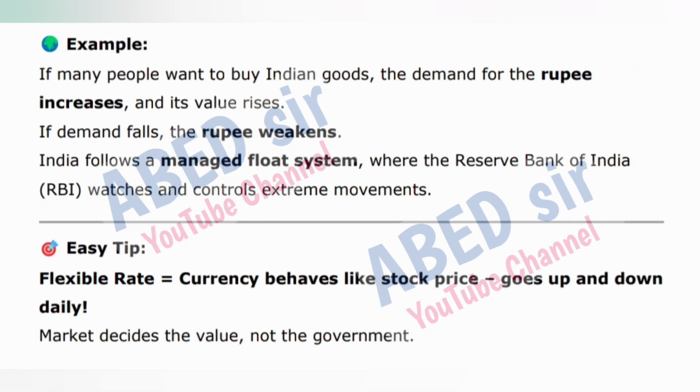It reflects a country's economic strength. Example: if many people want to buy Indian goods, the demand for the rupee increases and its value rises. If demand falls, the rupee weakens. India follows a managed float system, where the Reserve Bank of India, RBI, watches and controls extreme movements. Easy tip: flexible rate equals currency behaves like a stock price, goes up and down daily. Market decides the value, not the government.